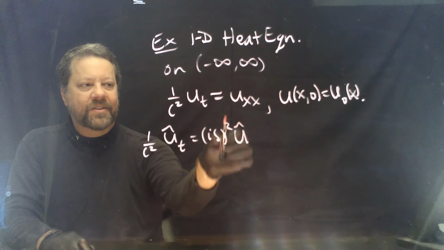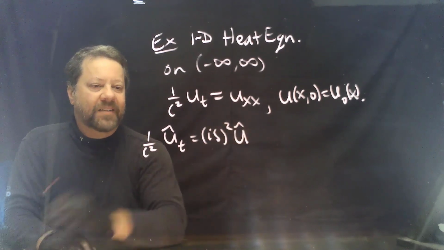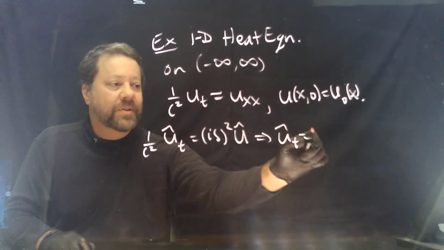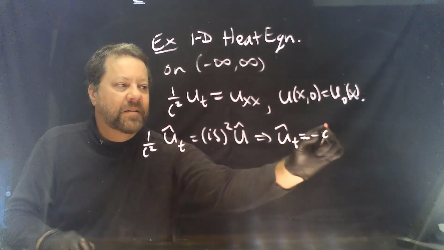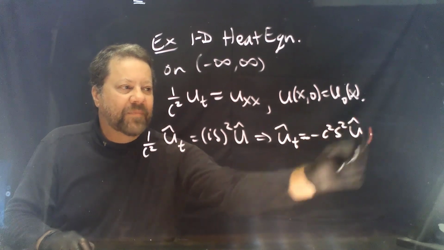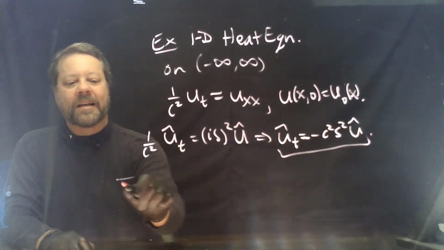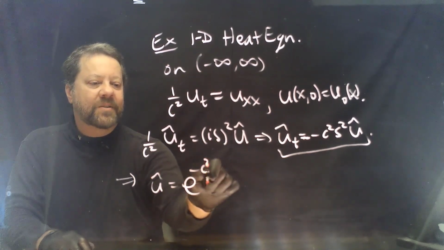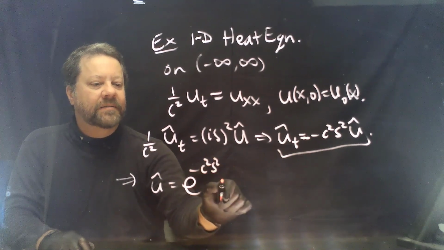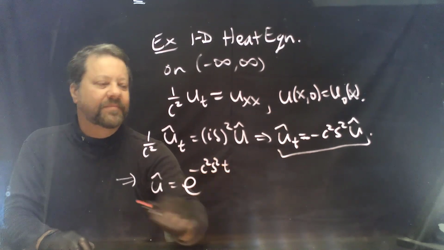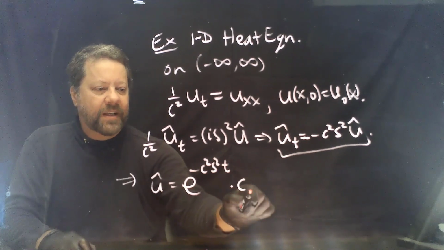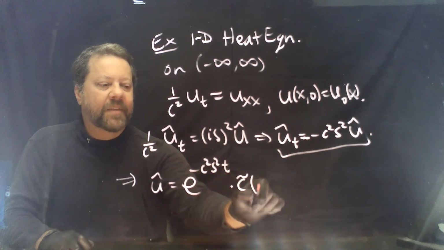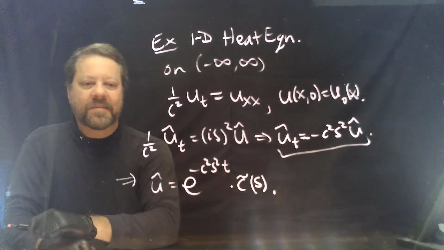And we'll have an is squared because of the second order derivative with respect to x. This will lead then to u hat t equals minus c squared s squared u hat. And that implies then that u hat is of the form e to the minus c squared s squared times t, times, of course, a constant, which I'll put a tilde over to distinguish it from the c, which is a function of s.